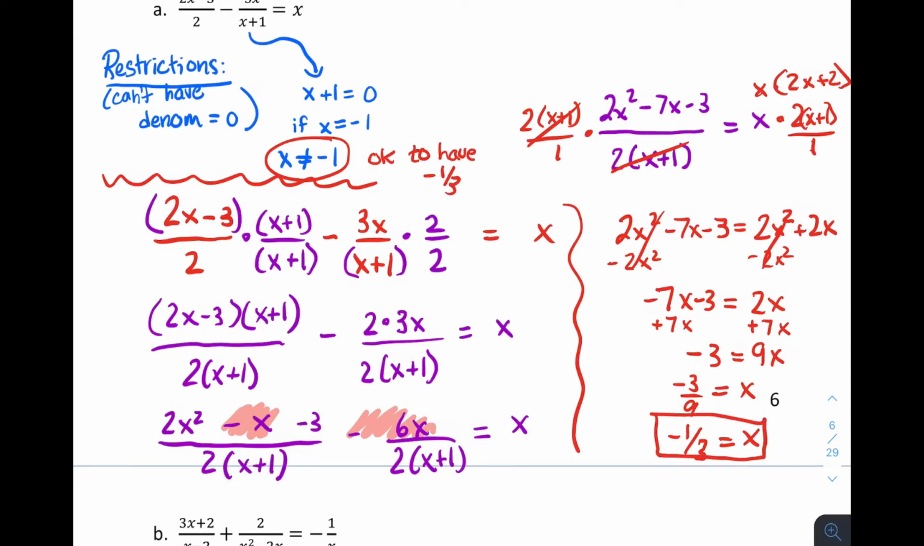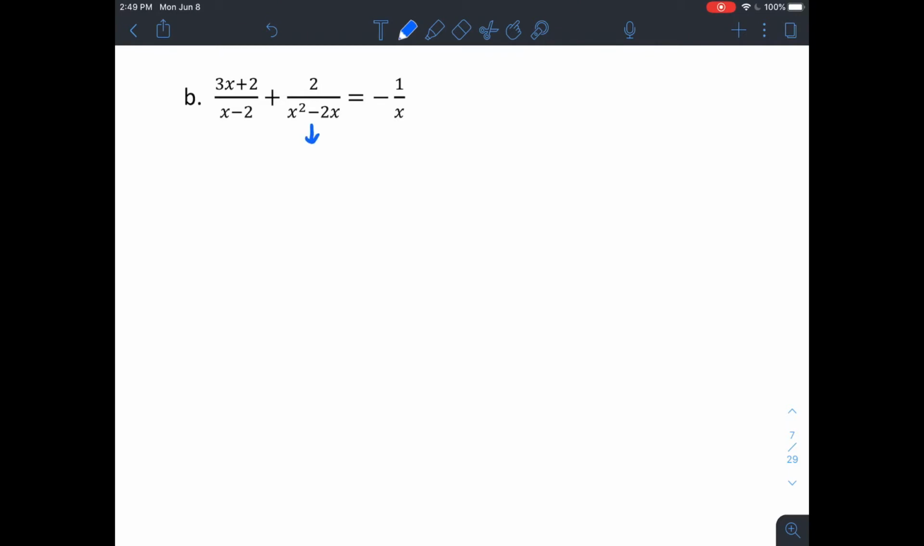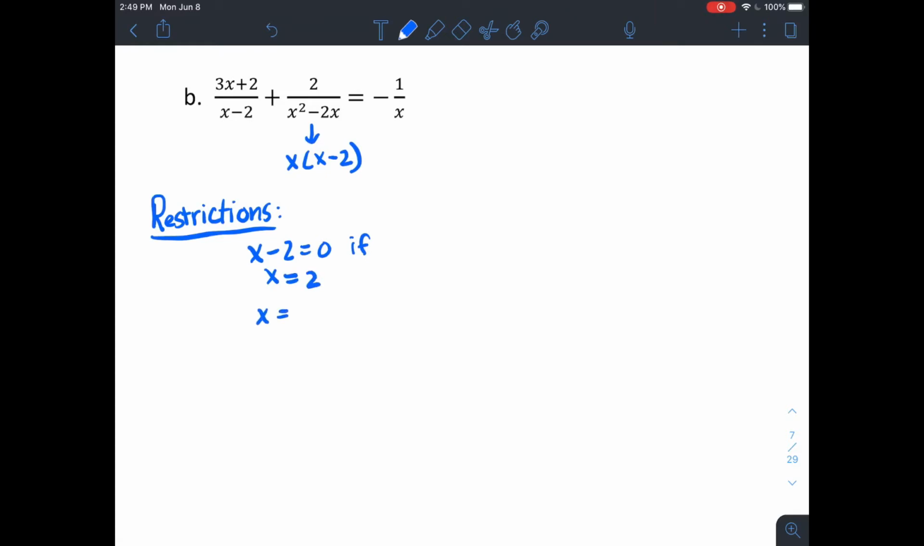I'm going to give you guys a little intro to this one and then have you try it from there. So reminder, if you have denominators that aren't factored, you're going to want to factor them to see what your restrictions are, and if you need to find common denominators, you make your life easier. So restrictions, I can't have x be equal to 2 or be equal to 0, because those would make the denominators of my rational expressions be 0. So remember those restrictions when you're solving.